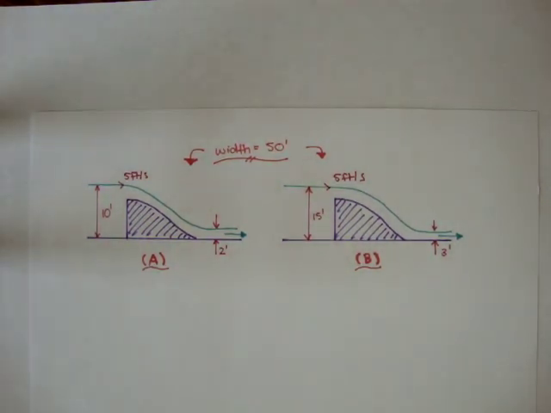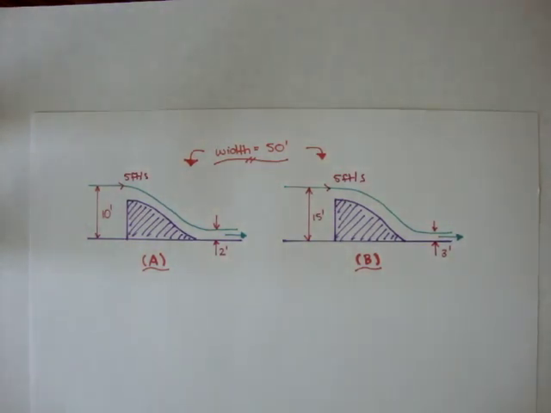Okay, let's do another Bernoulli equation example. This is more of an application problem. Here we have two dam-looking things, but water is flowing over them.